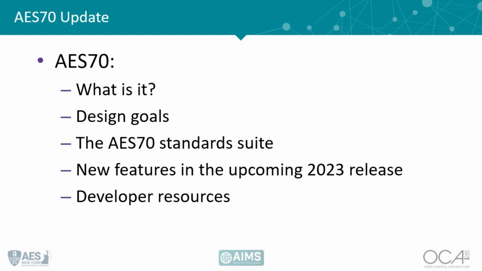So we're about to release another version of AES70. The first version was in 2015. The second version, which is currently available, is in 2018. The third version, which has been published for public comment now, is 2023. And this is just a little bit about what's generally happening.